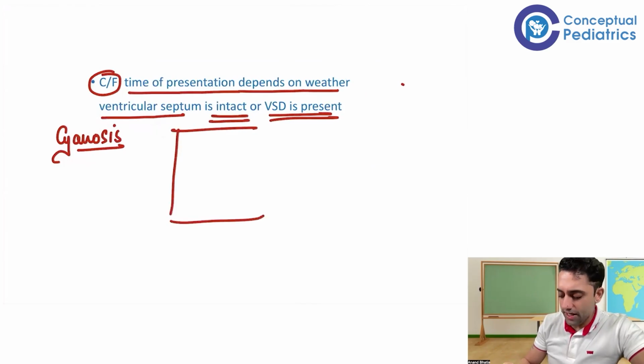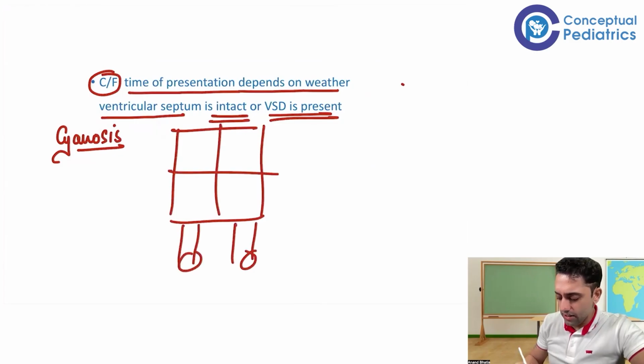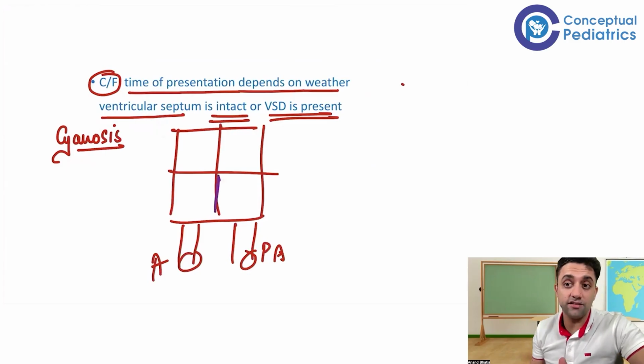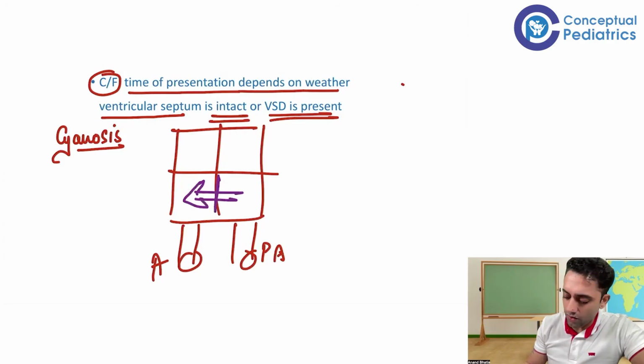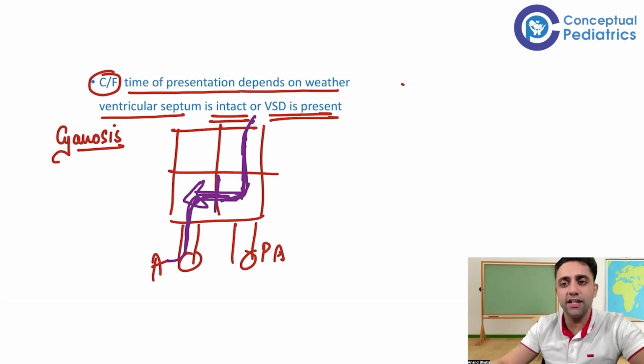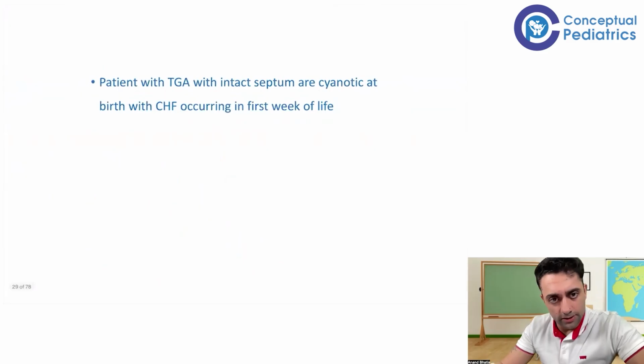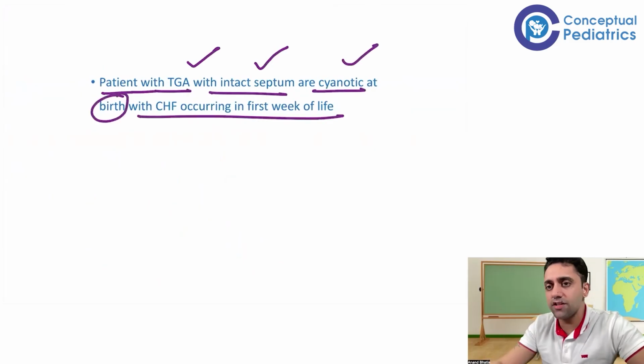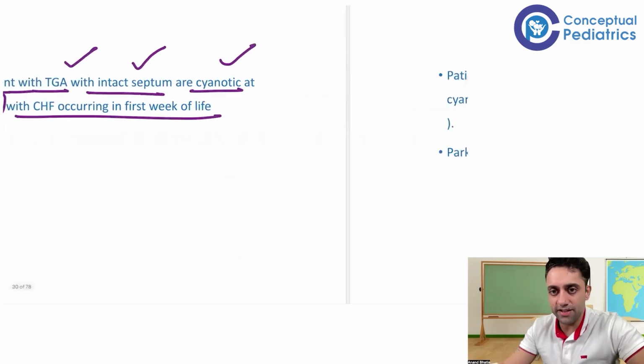Are you understanding? If the patient has TGA, this is the aorta and this is the pulmonary artery. If the septum is totally intact, then cyanosis and failure features will happen early. And if this defect is there, then the blood can go over here very nicely. Yes or no? That is the whole story. So TGA with an intact VSD will present early. Patients with TGA with intact septum are cyanotic at birth and develop failure in the first week of life. So it is very bad. Within 1 week, TGA with intact septum will present.